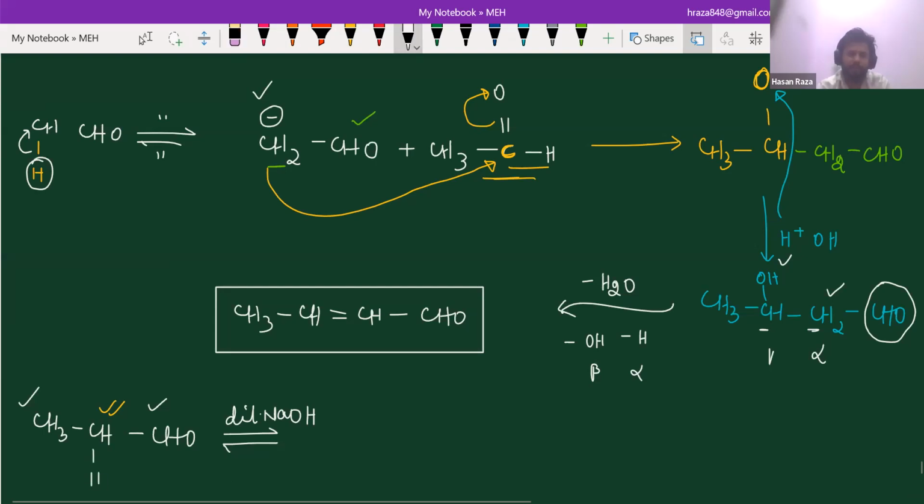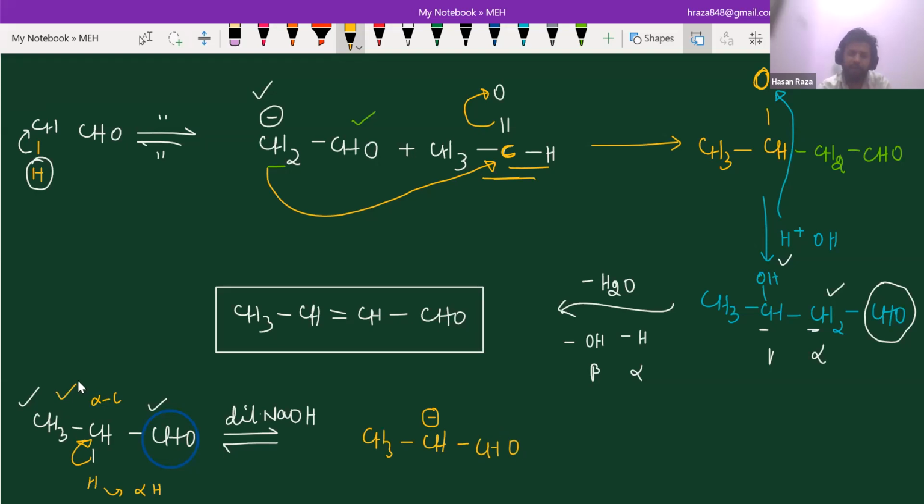This is your main functional group. So this will be your alpha carbon. This will be your alpha carbon. So this will be your alpha hydrogen. Two alpha hydrogens are there. So hydrogen's electron will be taken by carbon. So there will be CH3, and now there will be CH negative and CH.